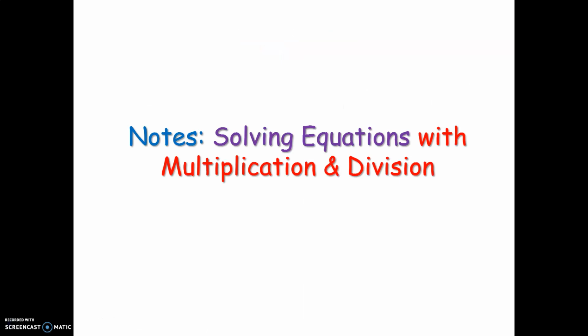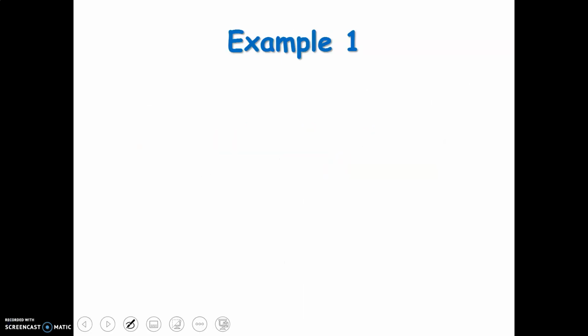Now let's try some that have multiplication and division. Let's take a look at our first example. We have 2x is equal to 10. In mathematics, when a number is next to a variable, it means multiply. So this reads 2 times x is 10.